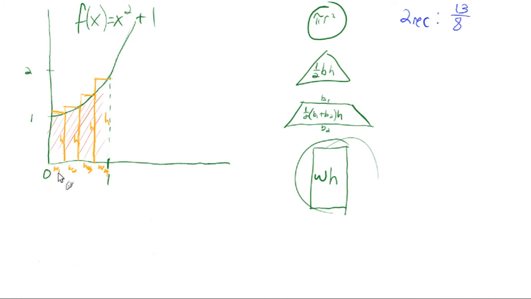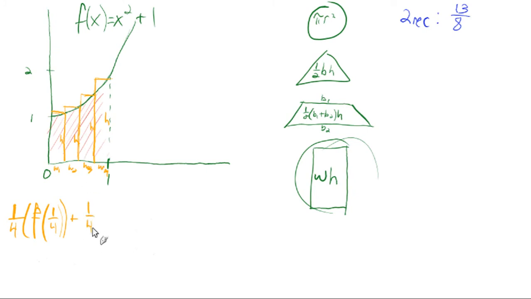So what's the width of this rectangle? Well, it is just this total distance between 0 and 1, which is 1, divided into how many rectangles? 4. So 1 over 4. Okay, times the height of this rectangle. Well, this rectangle is just going to be as high as the function is, and this function, whatever it is, it's what we get when we plug 1 fourth into the function.